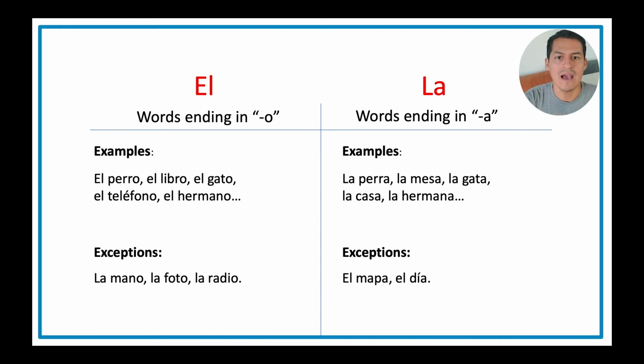Notice that we have el perro and la perra, el gato and la gata, el hermano and la hermana. This means that for human beings and animals, we will have to choose between masculine and feminine by switching the O for the A. However, for words like libro or teléfono, they don't have a feminine version. It's the same for mesa or casa. They don't have a masculine version because they are objects.